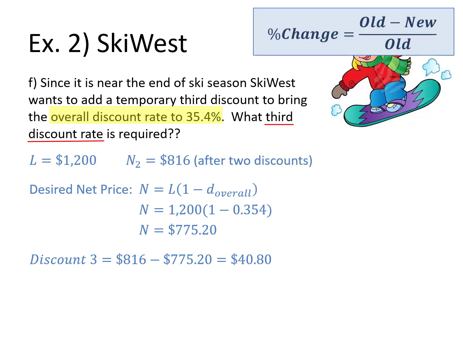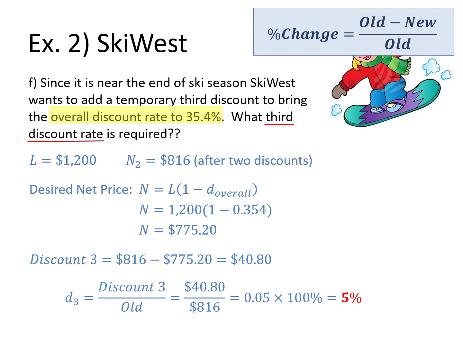Now, we talked about percent change being the old minus new divided by the old. For our third discount, that's going to be the $40.80 discount, that's the old $816 net price minus the new net price, divided by our old net price of $816. That old net price being after two discounts. That gives us 0.05 or 5%. So a third discount of 5% will bring our overall discount rate to 35.4%.